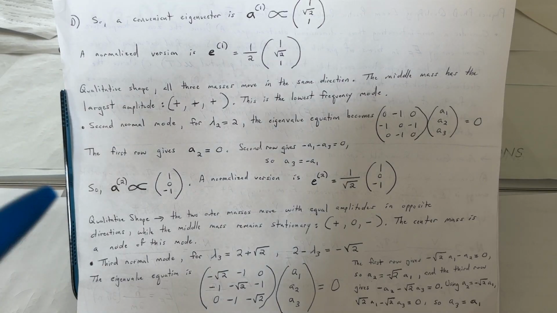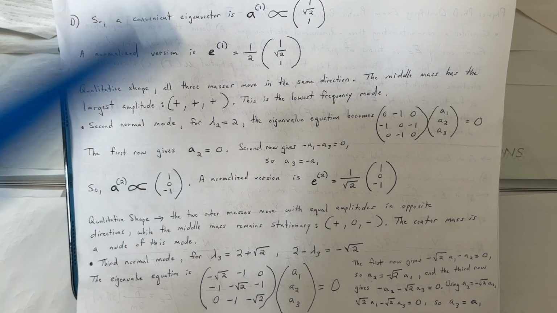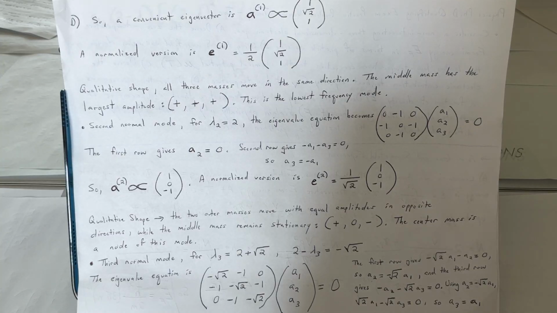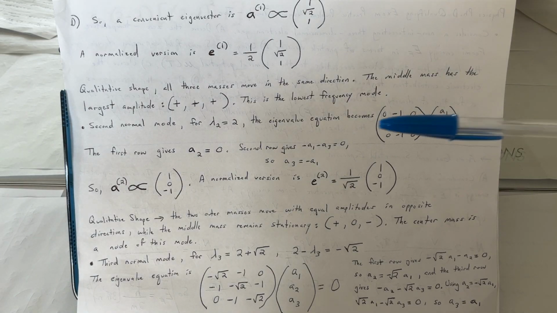So moving along to the second normal mode, for lambda sub 2 equals 2, the eigenvalue equation becomes this matrix: 0, -1, 0; -1, 0, -1; 0, -1, 0 for the three rows respectively, times this column a sub 1, a sub 2, a sub 3 equals 0. So the first row gives a sub 2 equals 0. The second row gives negative a sub 1 minus a sub 3 equals 0. And so a sub 3 equals negative a sub 1.